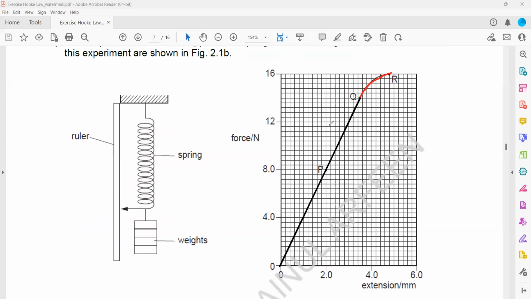So how do we compare O to Q? O to Q, we can say it obeys Hooke's law. And from Q to R, it does not obey Hooke's law. Or we can say here, force and extension are directly proportional. Here, force is not proportional to extension.